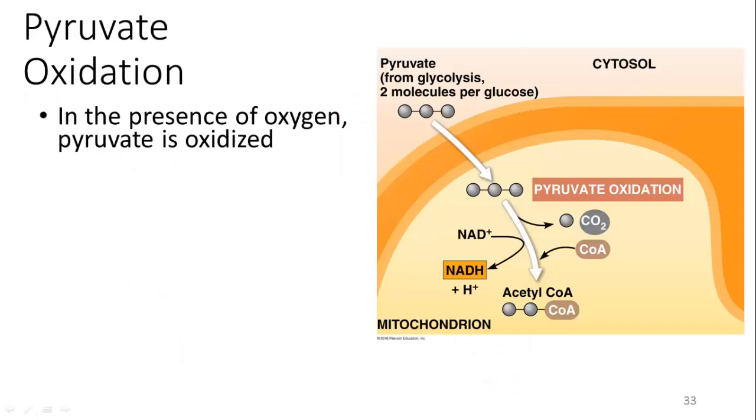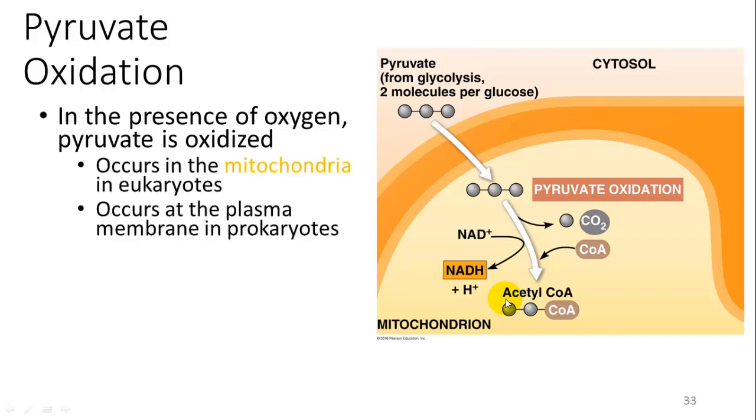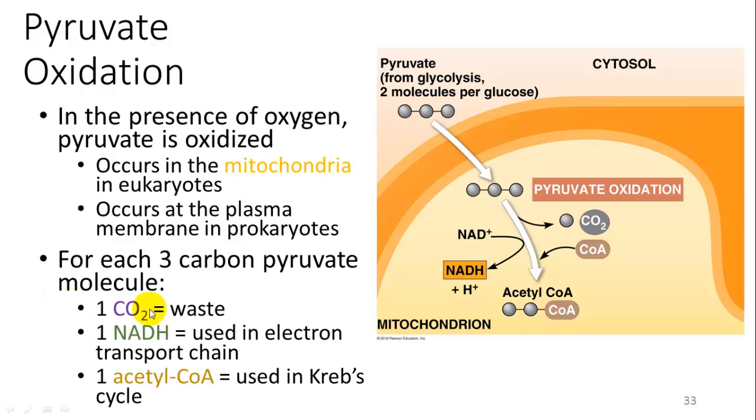The next step then is pyruvate oxidation. In the presence of oxygen, pyruvate is then oxidized. Okay, and so it actually loses a carbon and forms this 2-carbon acetyl-CoA. It forms another NADH, or reduces another NAD+, forms a carbon dioxide, which is waste. And then this acetyl-CoA can then be used in the Krebs cycle, also known as the citric acid cycle.